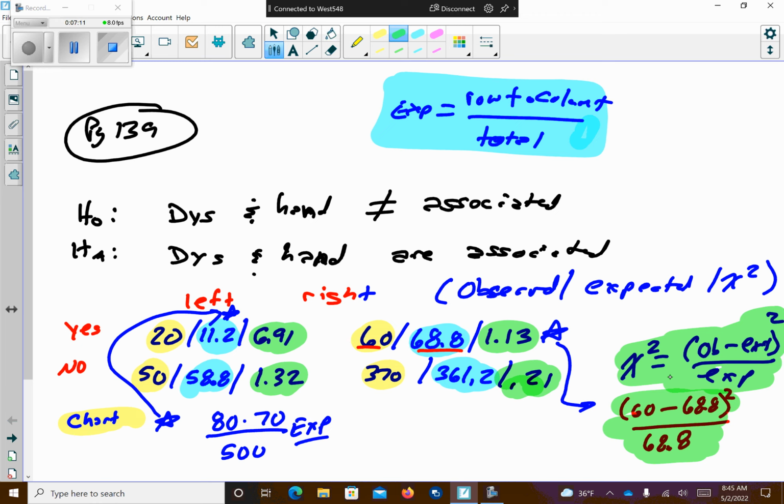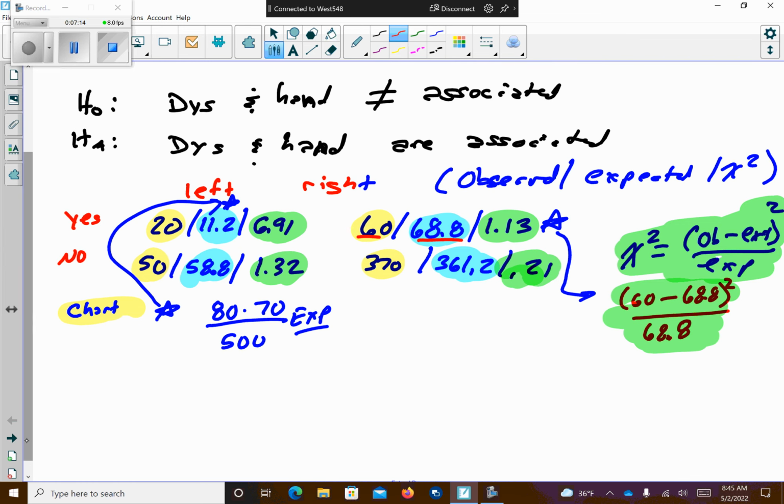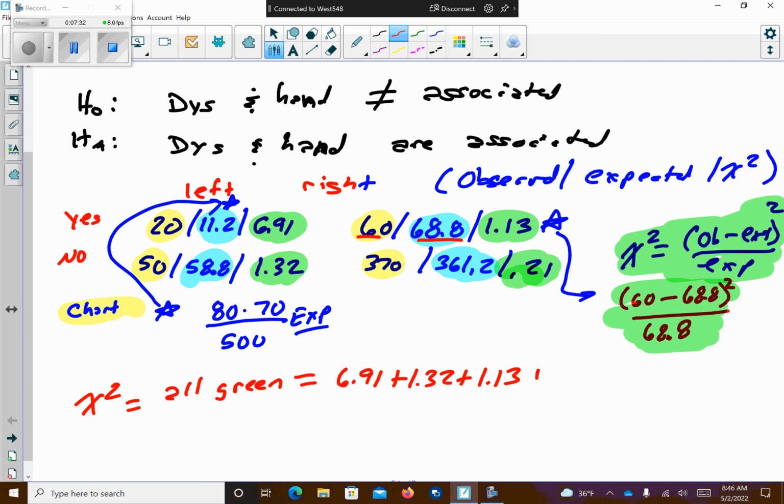All right. So then they want us to go and find the chi-squared, which means I total all the green, add it up. So 6.91 plus 1.32 plus 1.13 plus 1.21. If I add all that up, I get 9.57. Okay. And then I'm going to do chi-squared CDF, which you'll be able to find on the calculator. So that's 9.57. Huge number. Okay. And then our degrees of freedom. Ooh. So we have to remember how to find the degrees of freedom.